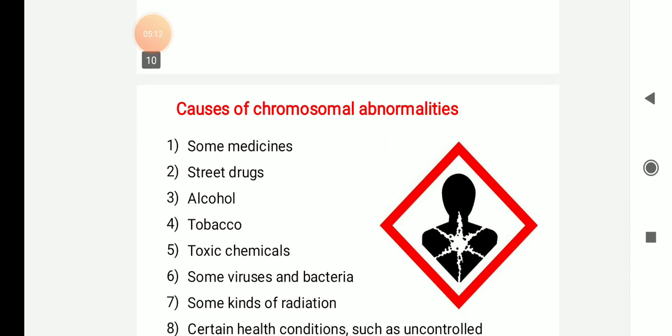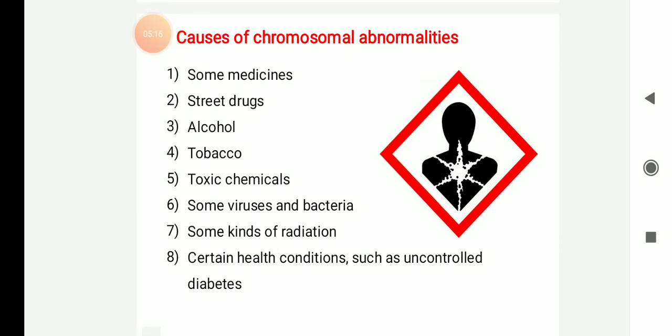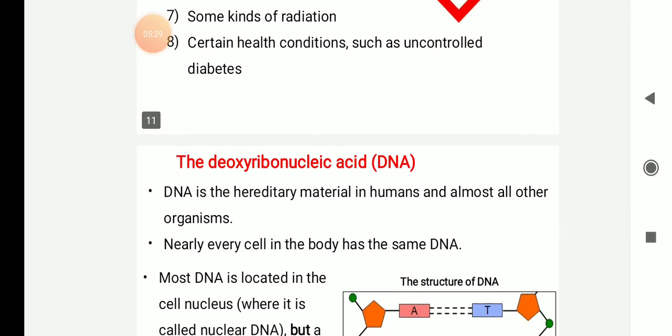Next are the causes of chromosomal abnormalities. Some medicines, street drugs, that is unknown drugs, alcohol, tobacco, toxic chemicals, some viruses and bacteria, some kinds of radiation, and certain health conditions such as uncontrolled diabetes can lead to chromosomal abnormalities.